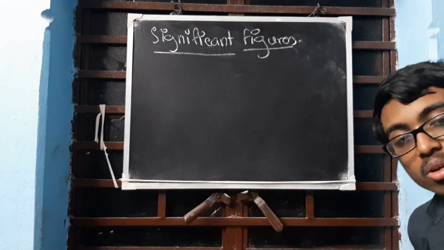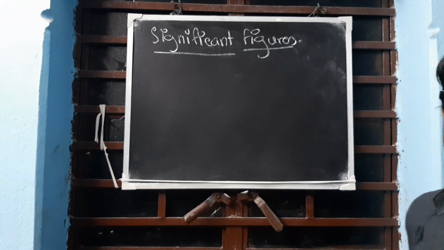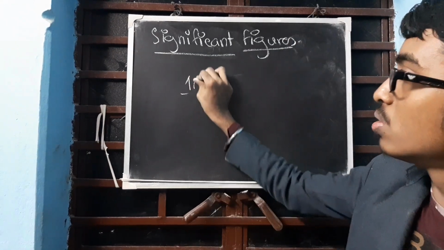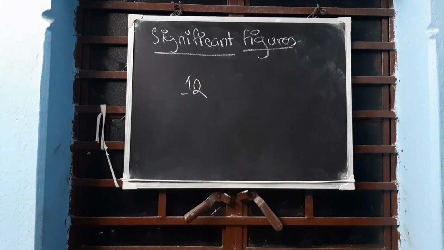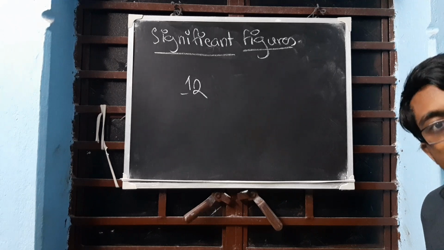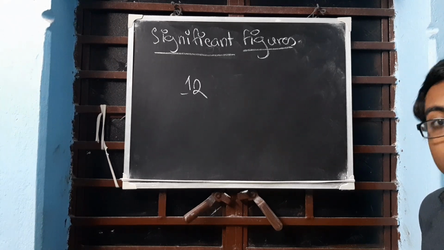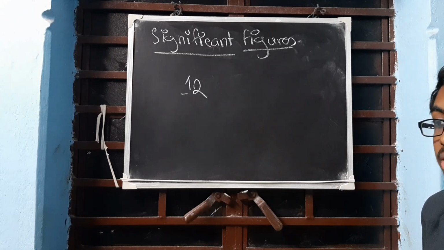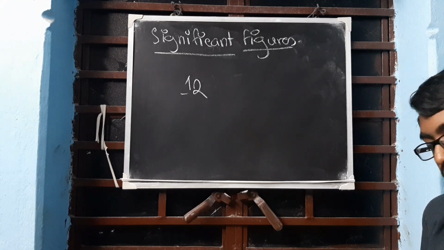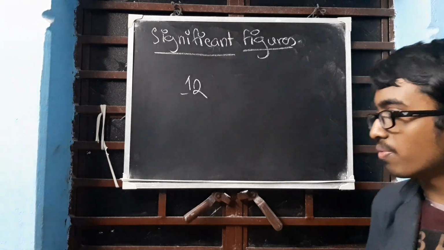Significant figures, as I've already told, is the total number of digits present in a number. Suppose I write 12. What is the number of significant figures? We do not know. Why? Because the last number is uncertain. So how can we say how many significant digits are there? This is again a concept that you will be using when you solve 12 into something divided by something. You have these basic calculations.